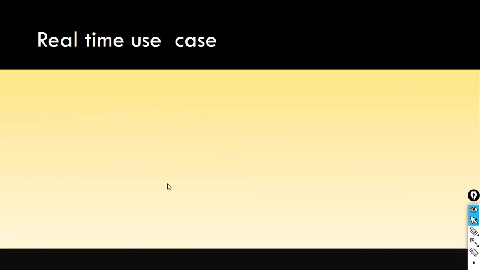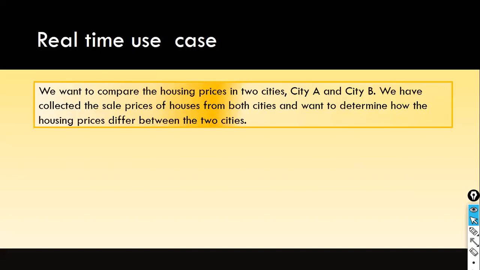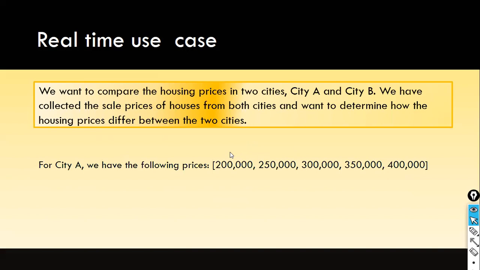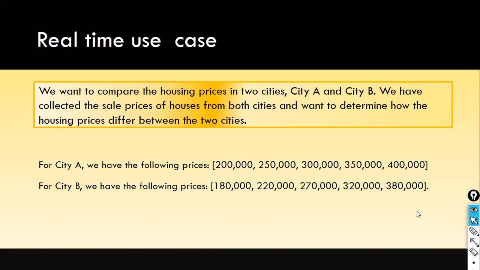Let's take one real-time use case. Let's say we want to compare the housing prices in 2 cities, Chennai and Bangalore. We have collected the sales price of houses from both cities and want to determine how the housing prices differ between the 2 data sets, nothing but the 2 cities, Bangalore and Chennai. I just put some data here.